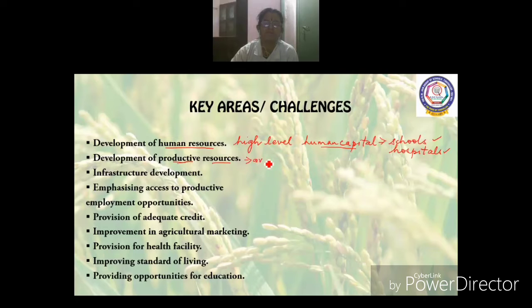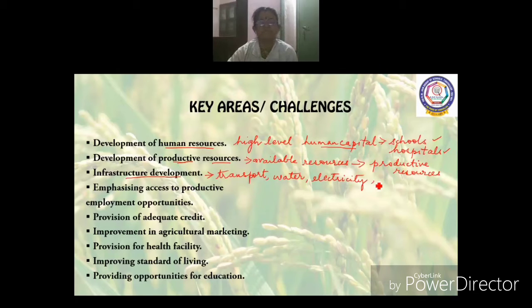The available resources in the rural areas should become productive resources. When can this become productive? When it is utilized properly. The next is infrastructure development. So all the physical infrastructure development like transport, water, electricity, that is power supply, storage facilities, etc. All this comes under infrastructure development.